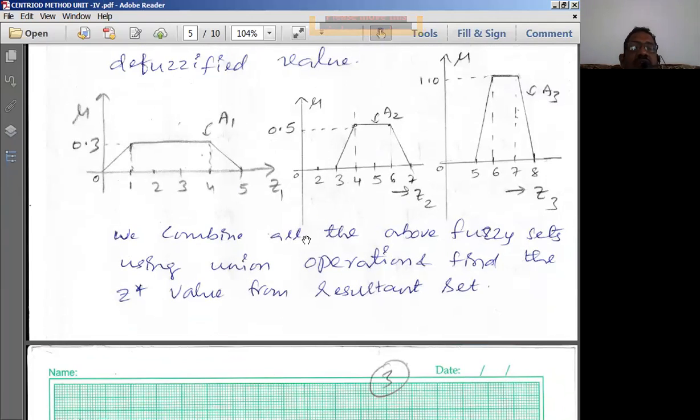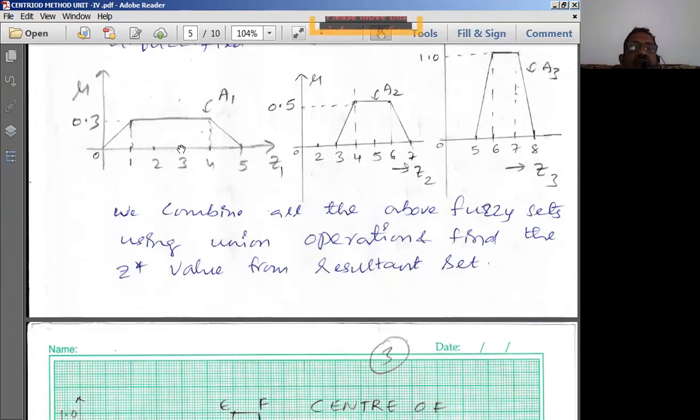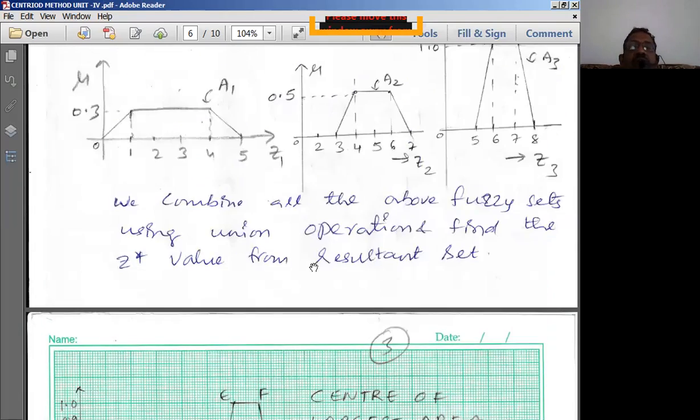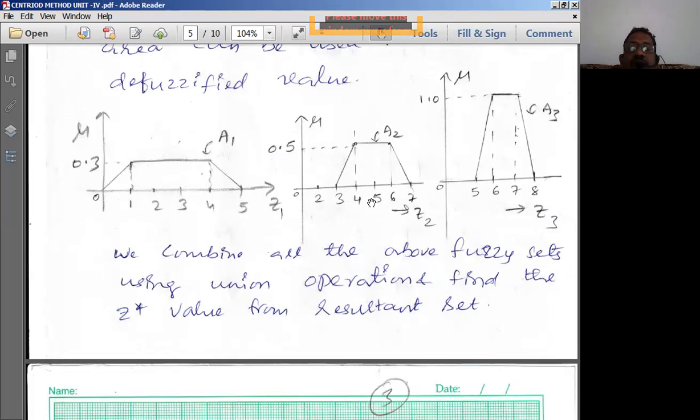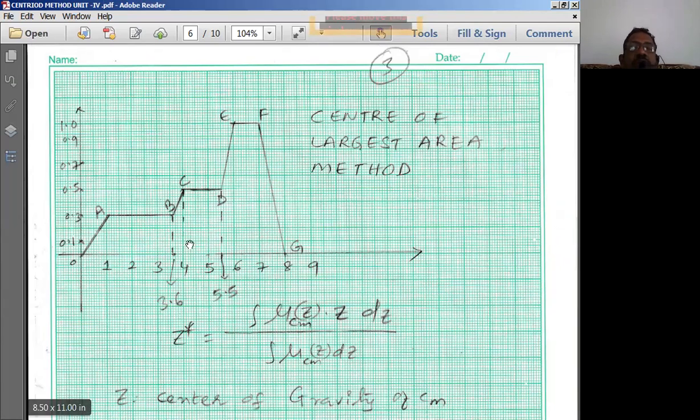This is the resultant set we normally going to get. See here, this set is starting from 3 and ending at 5. When it is superimposed on this, it is going to start like this from 3. When you extend this, you will be getting 3 here. Similarly, the third function here is starting from 5. When you extend this, it is 5. So when you combine all this, we normally going to get this particular function. And we are solving this function by using the center of largest area method, or centroid method in general.